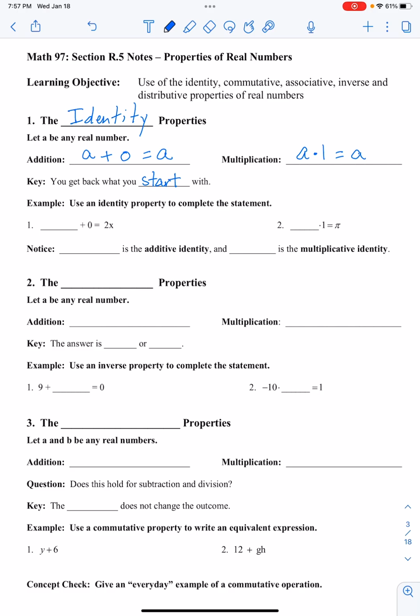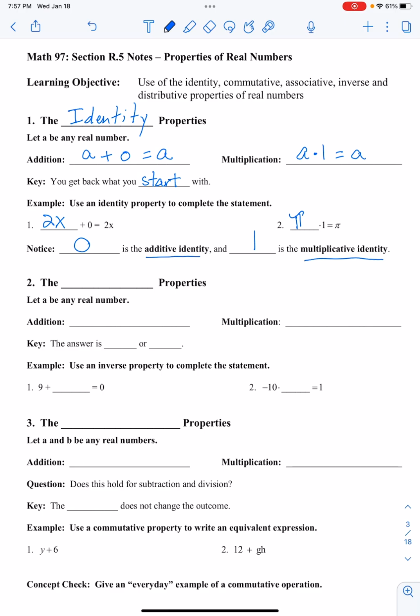So use the identity property to complete the statement. If I want to get to 2x and I have plus 0, then I would need to add 2x. If I need to get to pi and I'm multiplying by 1, I would do pi. So notice 0 is the additive identity and 1 is the multiplicative identity.